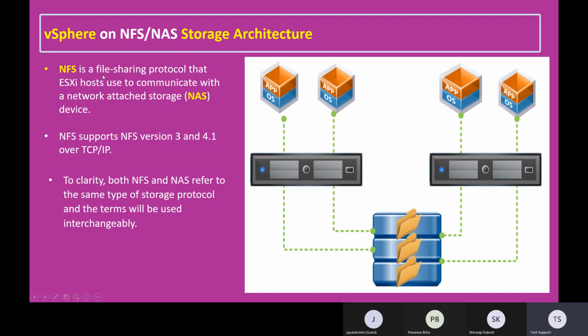NFS, Network File System, is a file sharing protocol that the ESXi host uses to communicate with a network attached storage device. So this is the network attached storage device. NFS supports two versions, NFS version 3 and version 4.1, over TCP/IP. Over TCP/IP means it's over our network switch. So these are the supported NFS versions.